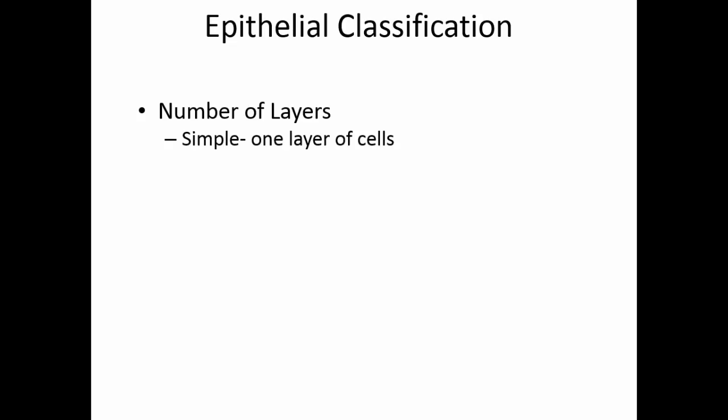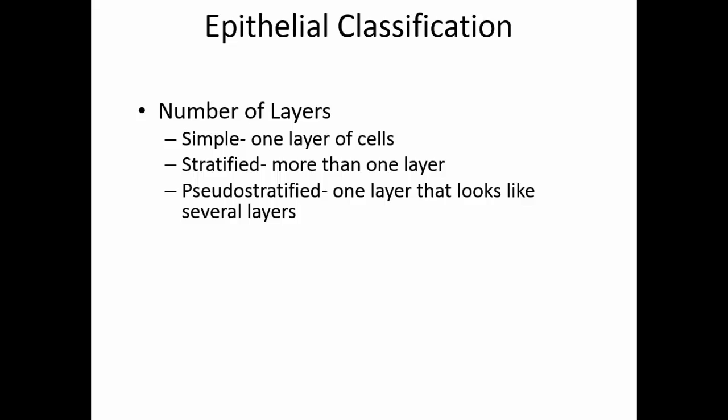Epithelial tissue is classified by the number of layers of cells and by the shape of the cell. So as we look at the number of layers, a simple epithelium has 1 layer of cells. A stratified epithelium has more than 1 layer. There are some epithelial tissues that appear to be pseudostratified. They look like they're made of several layers, but they're actually only 1 layer of cells.